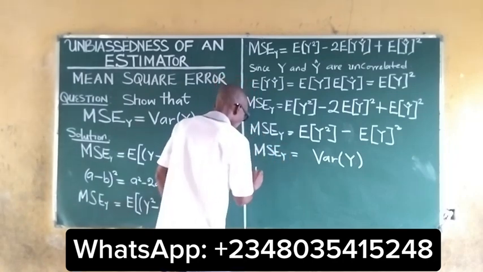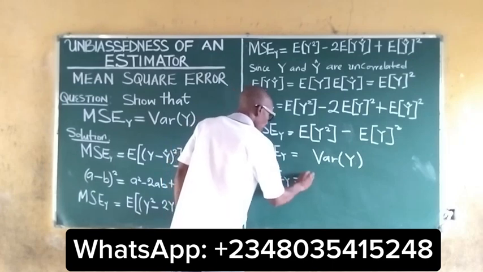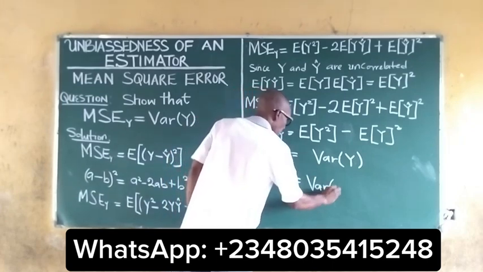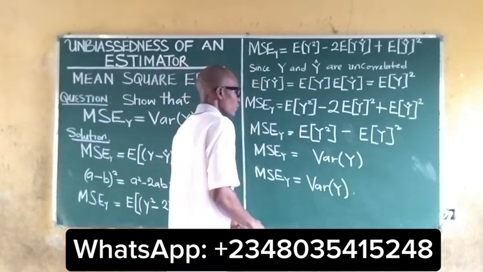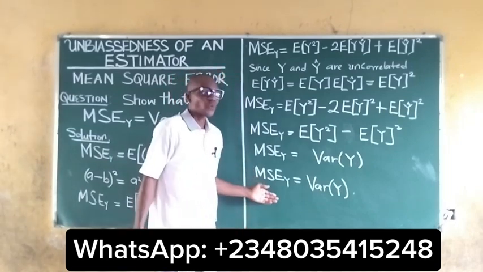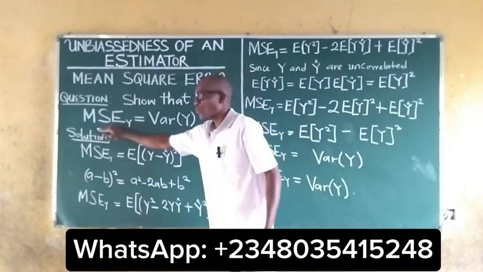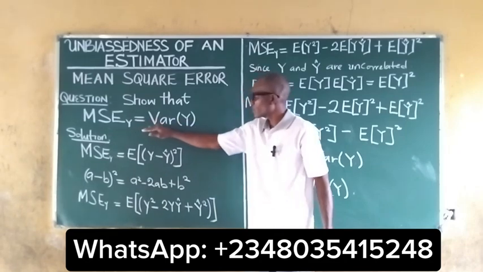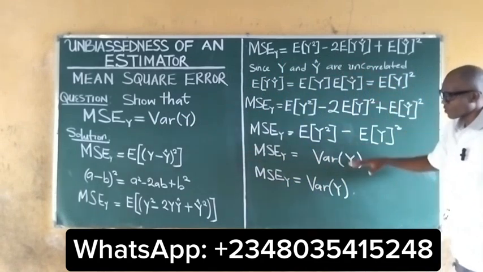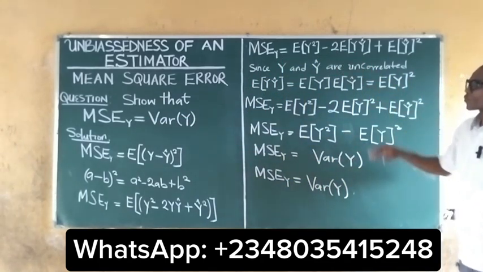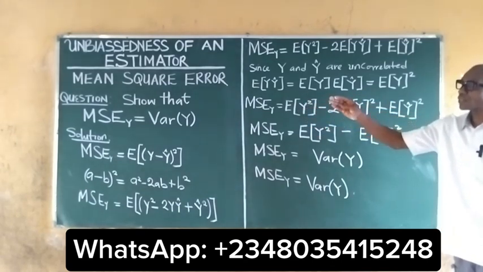It then means that our mean square error for y is equal to the variance of y. This is how we can show that the mean square error for y is equal to the variance of y. So this is the procedure to follow when we are to show that the mean square error for y is equal to the variance of y.